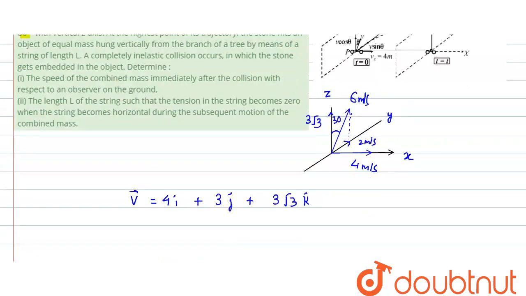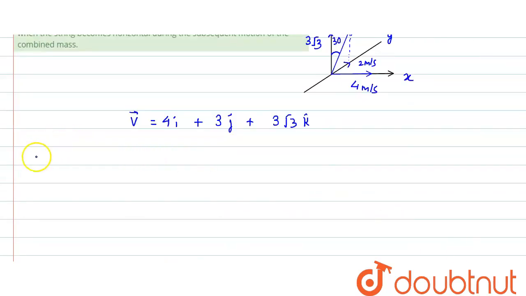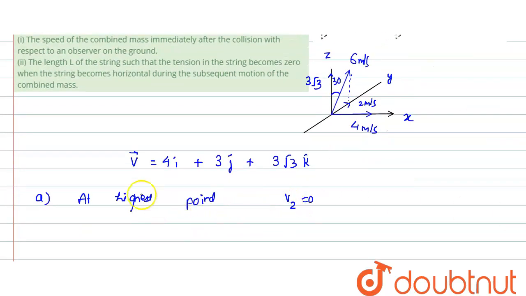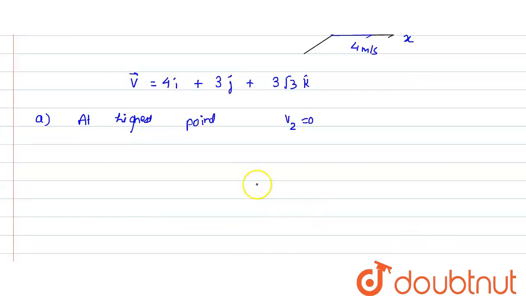Now for the first part we know that at the highest point, which component of velocity would be 0? It is the z component of velocity. It would be 0. Why? Because z is the velocity in this vertical direction. So at the highest point the z velocity would be equal to 0. So what would be the velocity vector just at the highest point? We can say that the velocity vector would be 4 i cap plus 3 j cap.